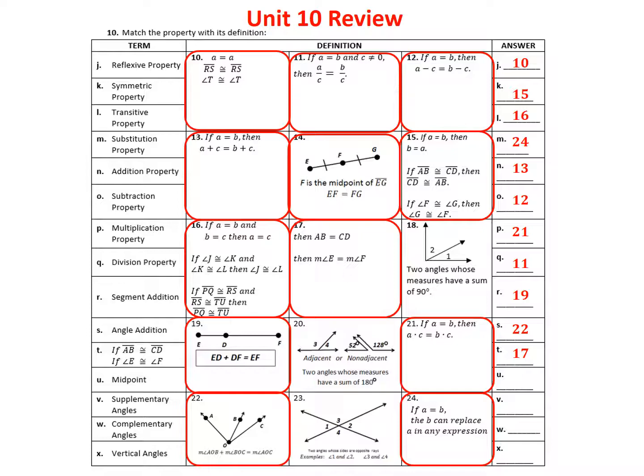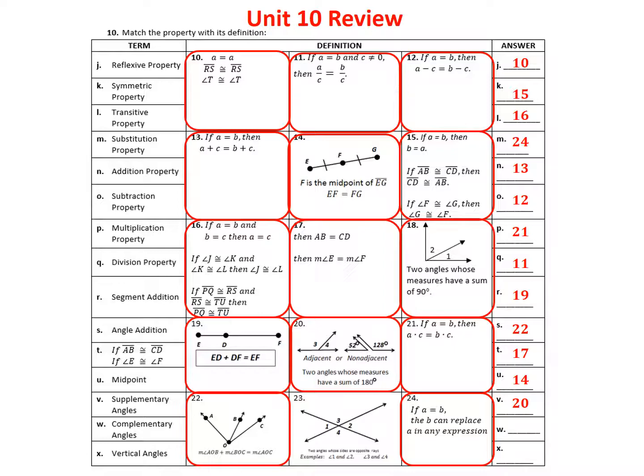V, supplementary angles. Those add up to 180. So let's find that. There it is right there. Two angles whose measures have a sum of 180. Notice they can be next to each other and form a straight line, but they could just be separate. They don't have to be next to each other. The V supplements mean that they add up to 180. And then complementary angles, the same thing, except they add up to 90.